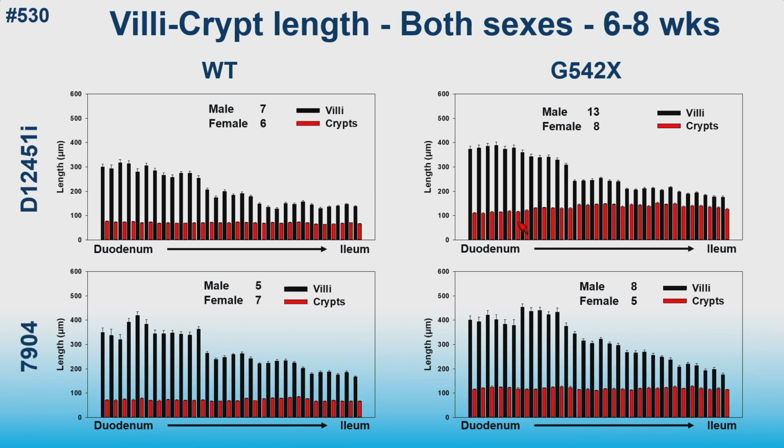This is the same slide that I just showed you, but now shown as an average. I just wanted you to see the individual points in the other one. From now on, all of the data is going to be presented as an average, and if you want to see the individual points, you just go to poster 530. And again, just to recapitulate, you can definitely see that both diets cause an increase in the length of the crypts along the entire length of the small intestine.